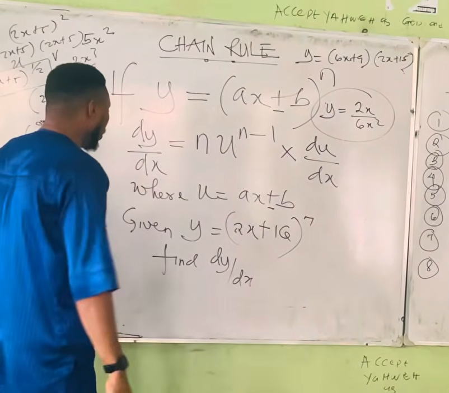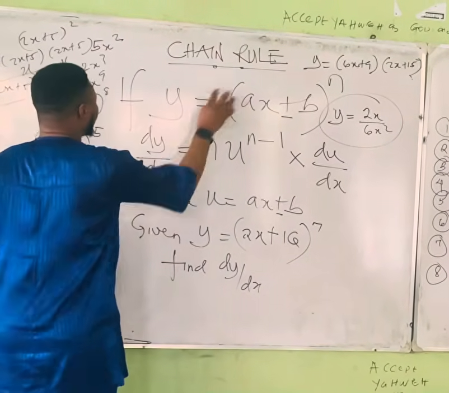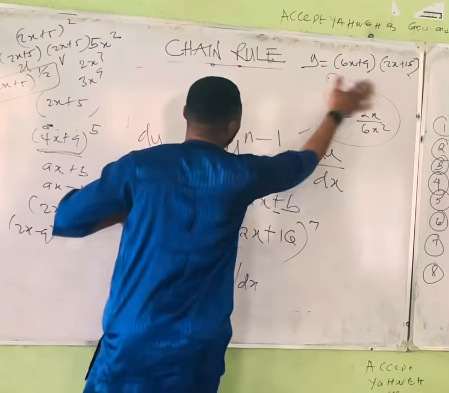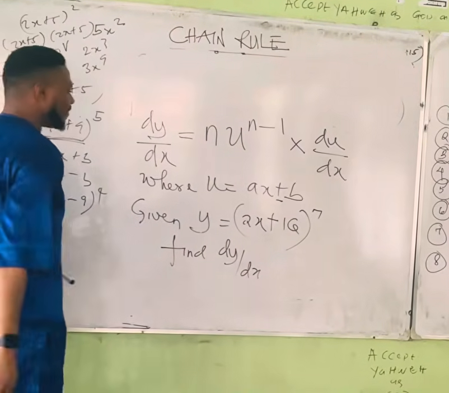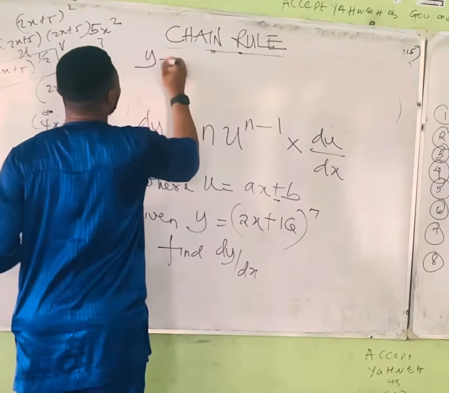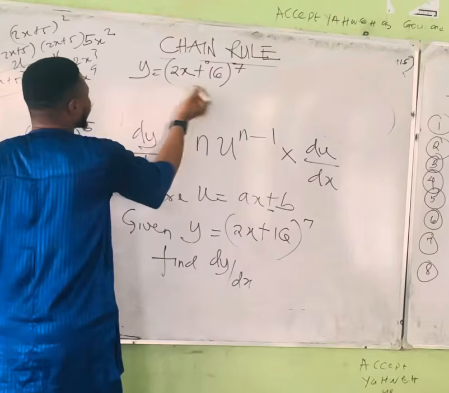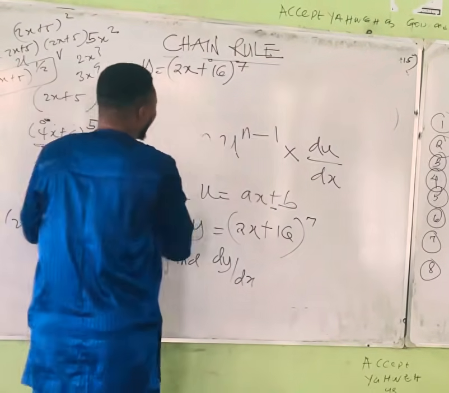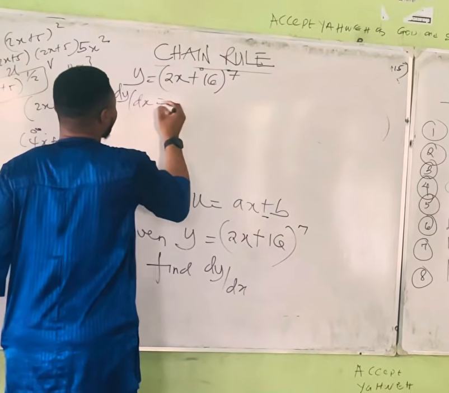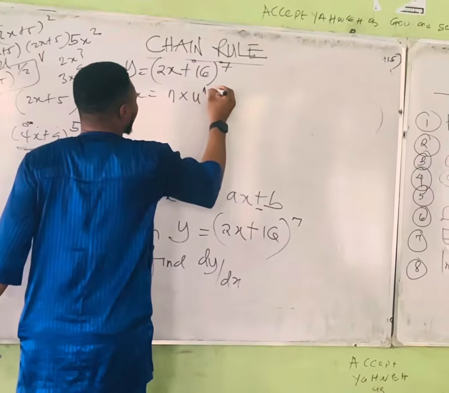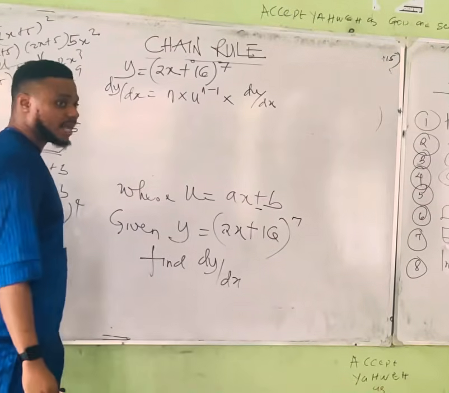Now we have a question before us. We are given y equals (2x plus 16) raised to power 7. How do we resolve this using our chain rule trick? The shortcut I have for you to get the derivative of this function. Remember, I told you that the formula for the chain rule is dy over dx equals n times u raised to power n minus 1 times du over dx.